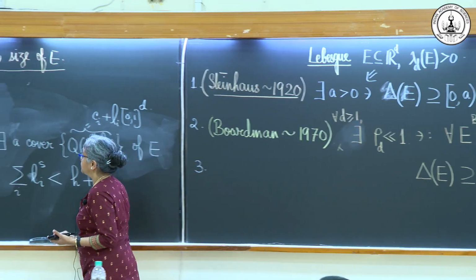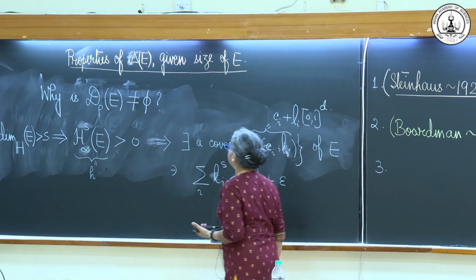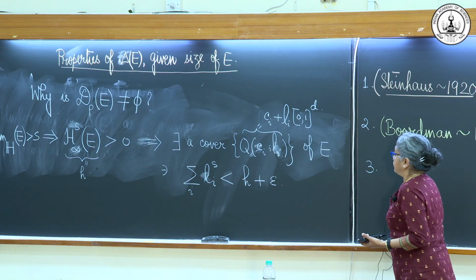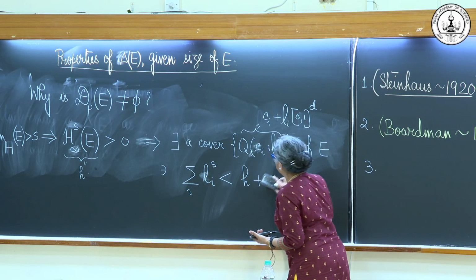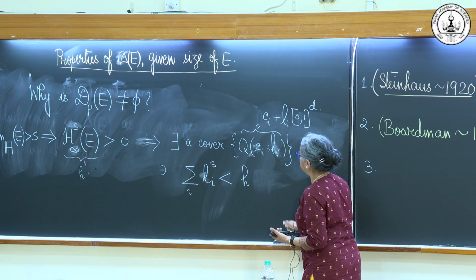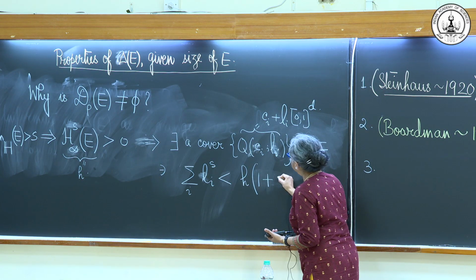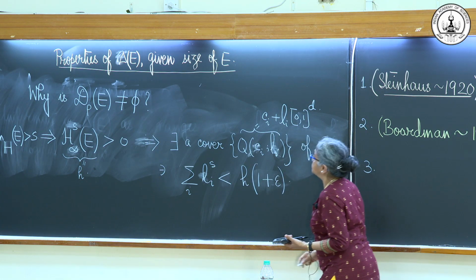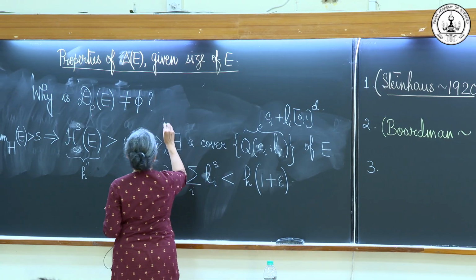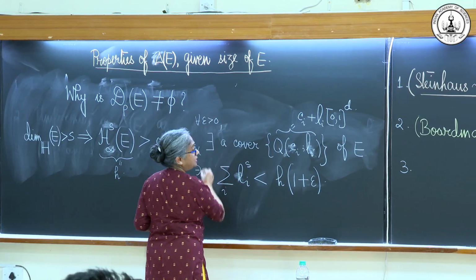That's from the definition. That's exactly right. So it's the definition of a covering. In fact, for any epsilon, this follows from the infimum. So in fact, what I'm going to do is write this as 1 plus some epsilon. For any epsilon, this should be true. Questions?